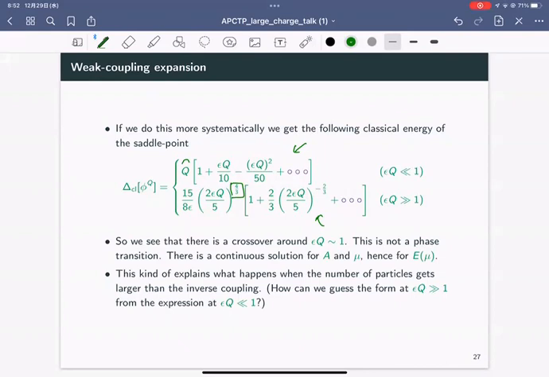And this is not a phase transition because there is a continuous solution for A and mu, hence for the energy in terms of mu. This explains what happens when the number of particles gets larger than the inverse coupling: you have Q, and you have the inverse coupling, one over epsilon. Up to here, it scales linearly, following the Feynman diagram computation, but above one over epsilon, it goes like effective field theory.